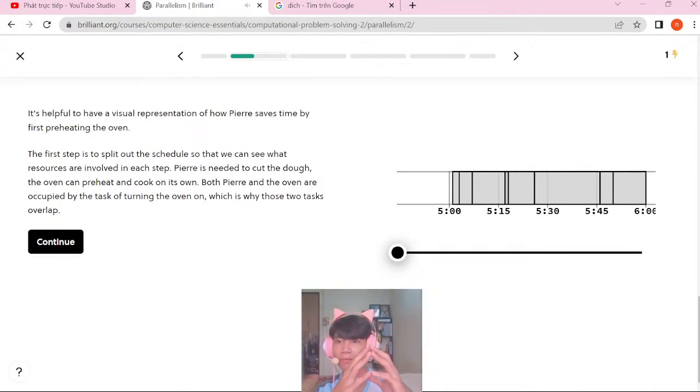It's helpful to have a visual representation of how Pierre saved time by preheating the oven first. The first step is to split out the schedule so that we can see what resources are involved in each step. Pierre is needed to cut the dough. The oven preheats and cooks on its own. Both Pierre and the oven are occupied by the task of turning the oven on, which is why those two tasks overlap.